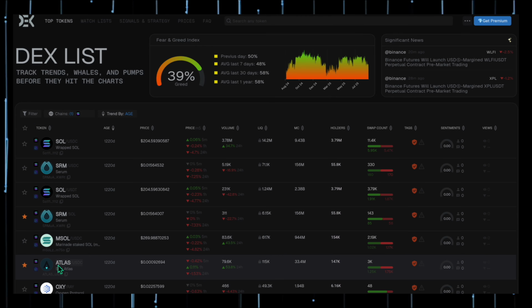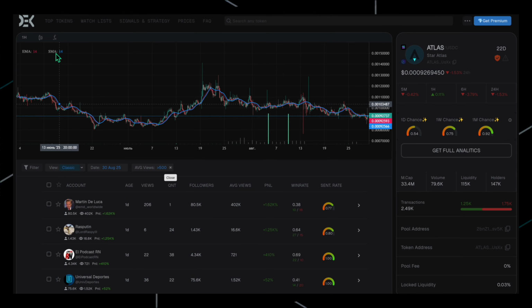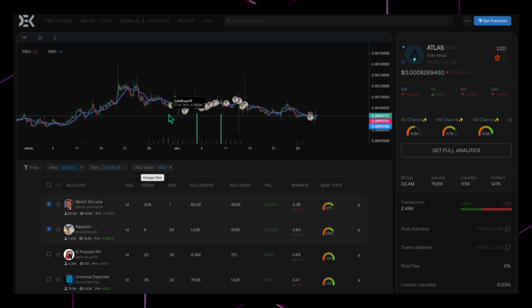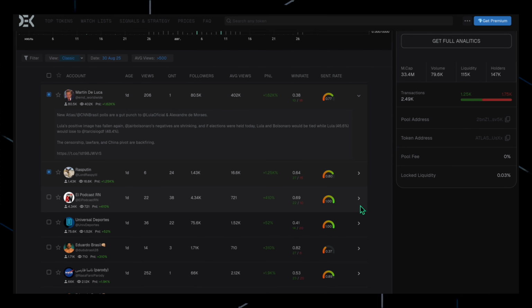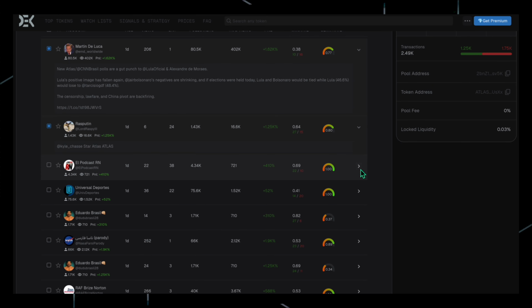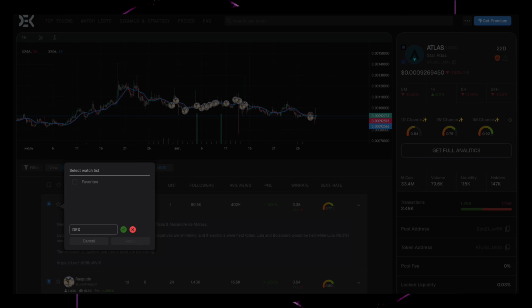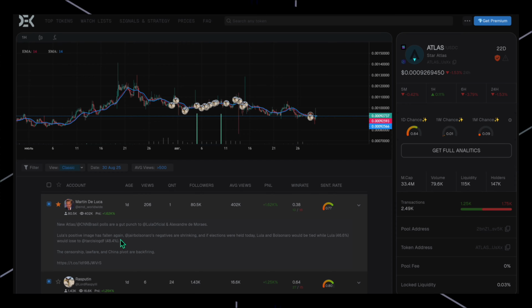The focus here is the chart and how it reacts to influencer attention. You can literally see who posted, how fast traders jumped in, and where the candle went. Adding influencers to your watch list is just 2 clicks. From there, you can launch trading strategies based on these signals. Which brings us to the next part.